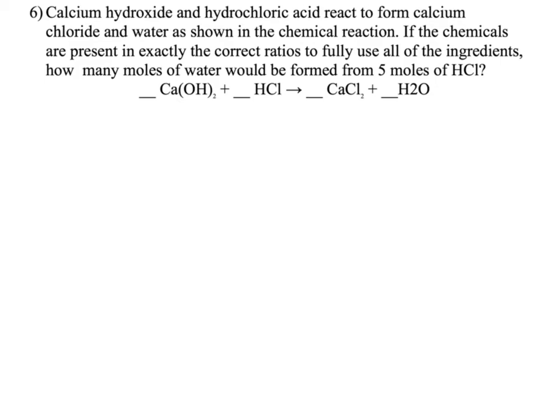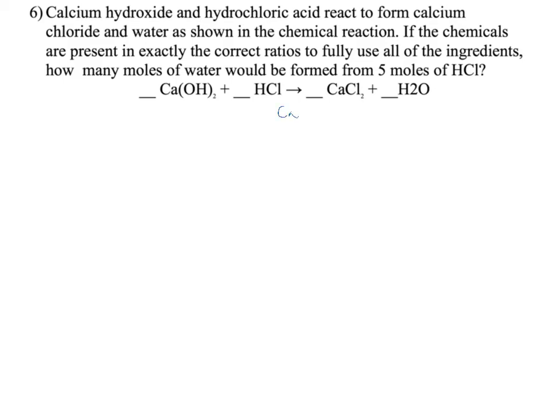Alright, and number 6. Calcium hydroxide and hydrochloric acid react to form calcium chloride and water as shown in the chemical reaction. If the chemicals are present in exactly the correct ratios to fully use all the ingredients, how many moles of water would be formed from 5 moles of hydrochloric acid? Alright, well in this situation we're given the reaction, but notice there are these blanks here, so we actually have to balance this equation before we can do the conversions.